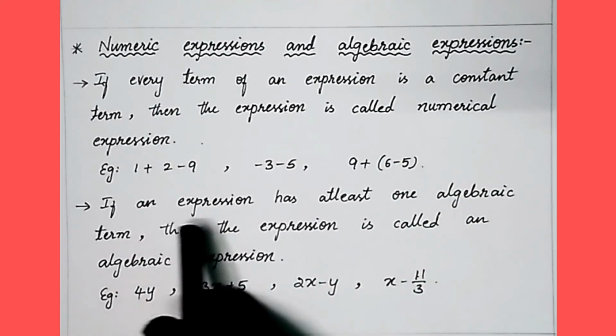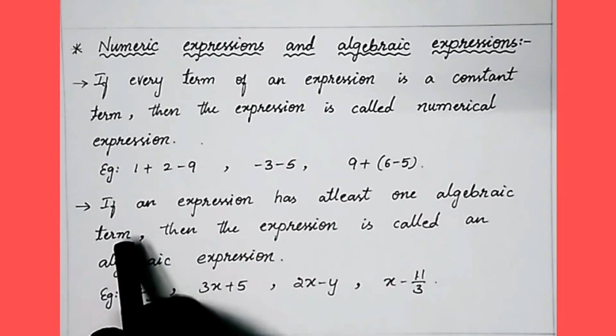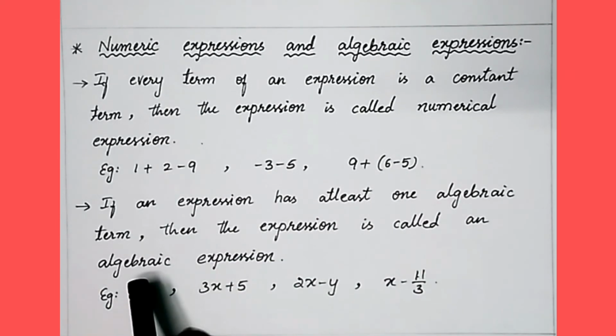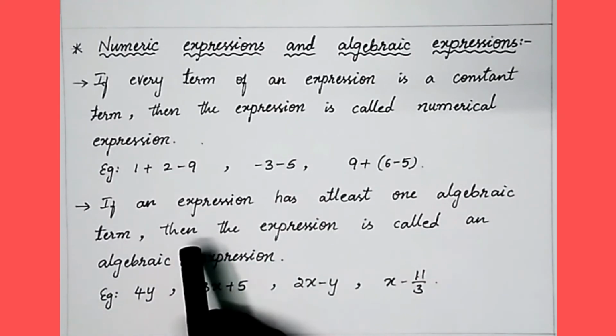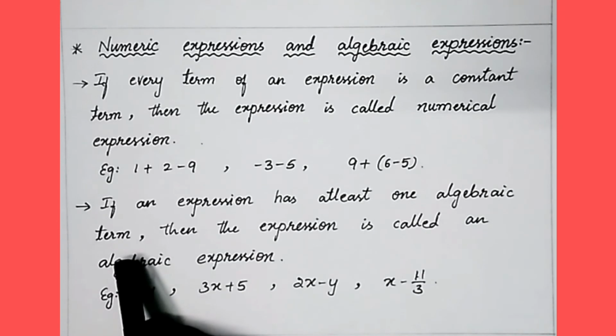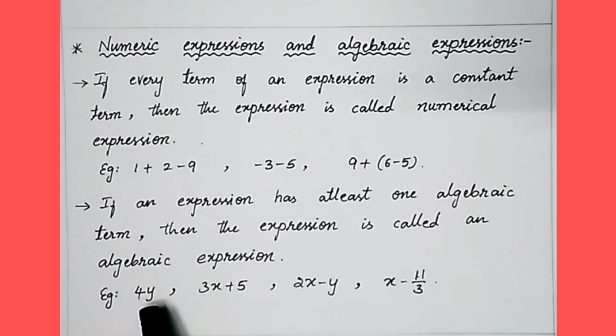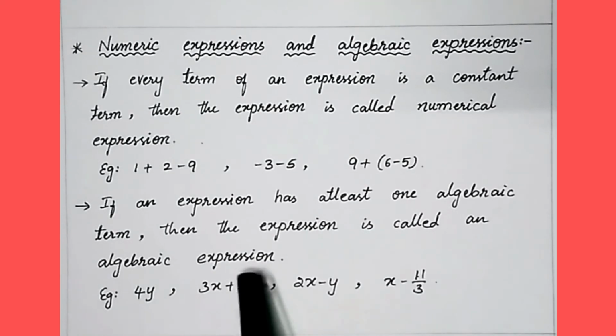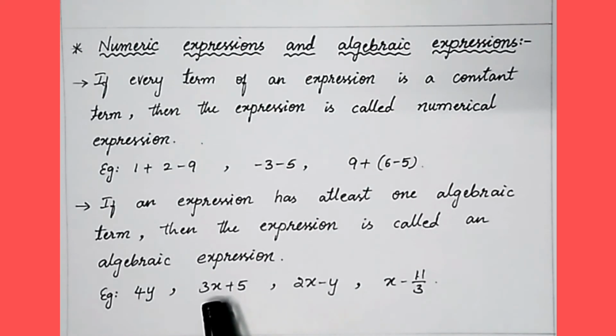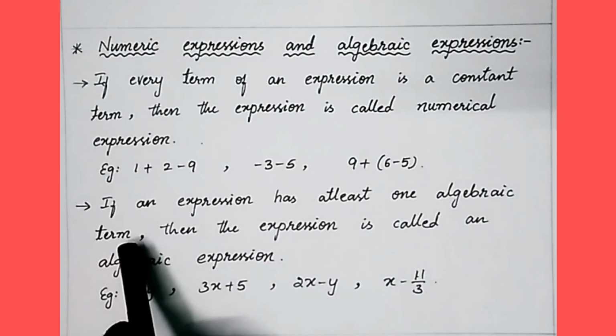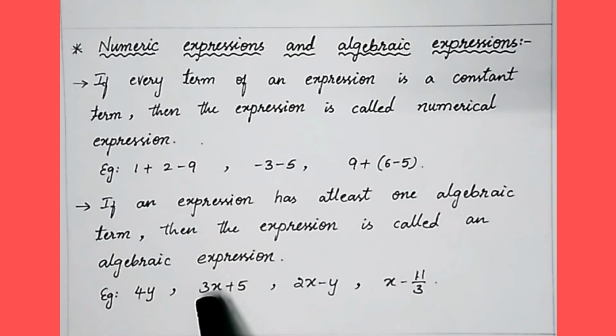If an expression has at least one algebraic term, then the expression is called an algebraic expression. Already we know what an algebraic term is, like 4y. Here we have one variable. So this is an algebraic term, or we can call it an algebraic expression also. Here we have 3x plus 5. 5 is a constant, but here we have one variable. Only one variable is also enough to call it an algebraic expression. As the definition says, at least one algebraic term must be there. 3x is an algebraic term. So 3x plus 5 is an algebraic expression.